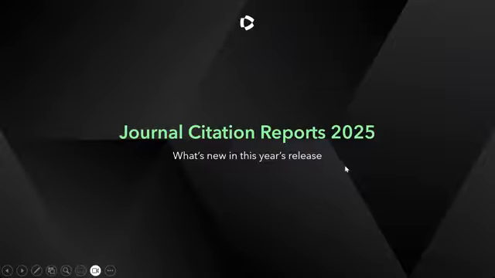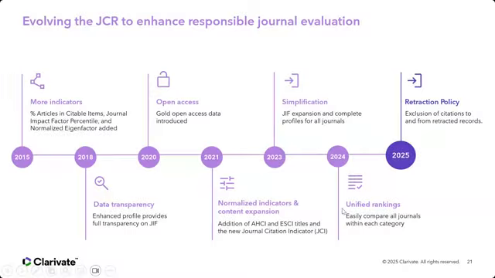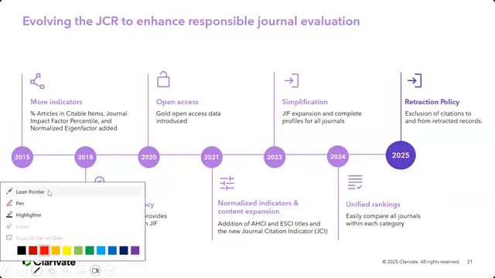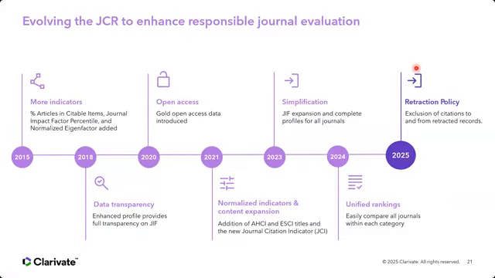Now, what else has been changed in this year's JCR? Okay, so we have changed the inclusion criteria for content. We have excluded citations to and from retracted records in the Journal Citation Reports GIF calculation. So the GIF no longer takes content that has been retracted.